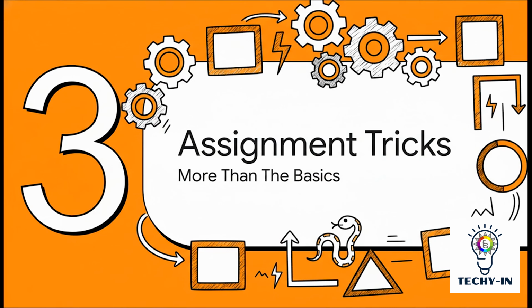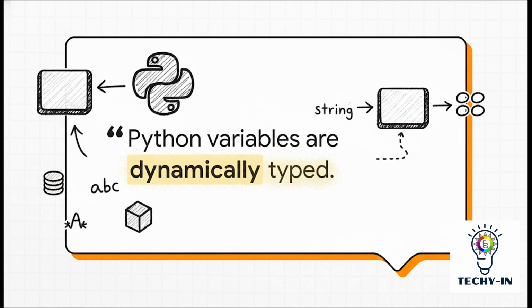All right, so once you get the hang of naming things, Python opens up the door to some seriously cool and efficient shortcuts for assigning values to your variables. Now this is one of Python's superstar features. It means you don't have to tell Python ahead of time what kind of data a variable is going to hold. Is it a number? Is it text? Python just figures it out on its own.